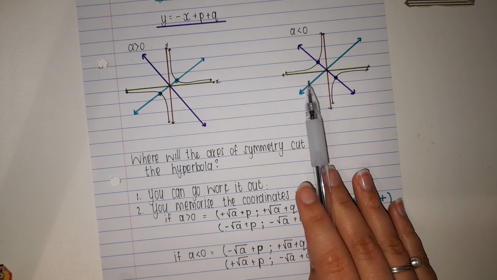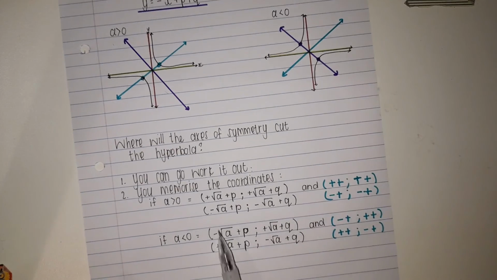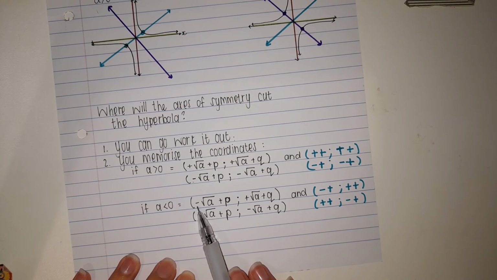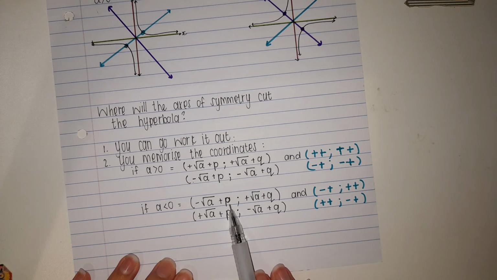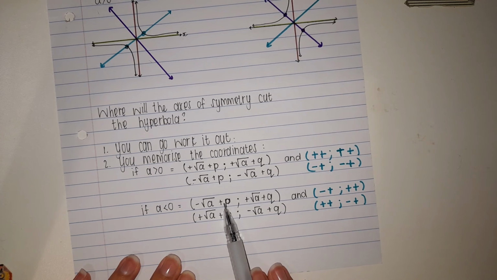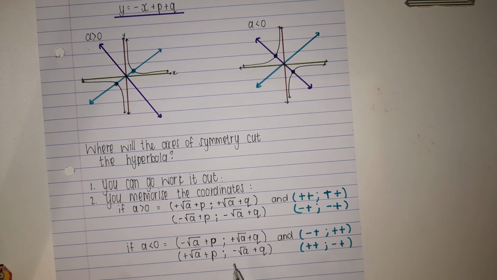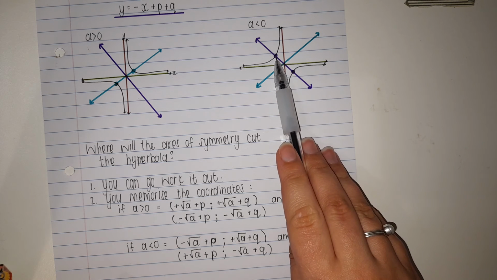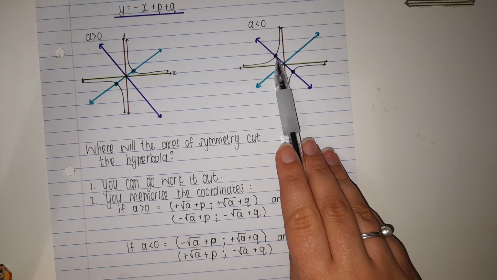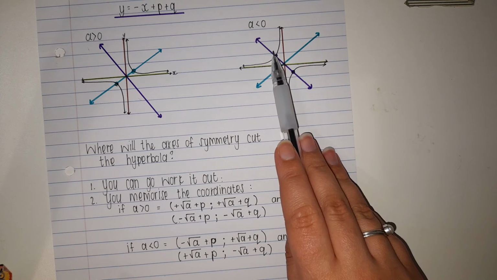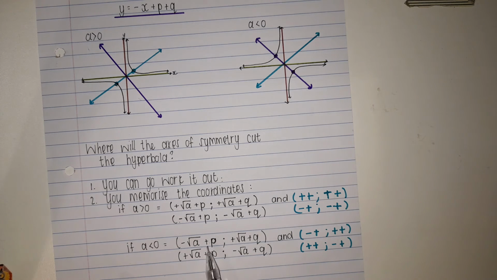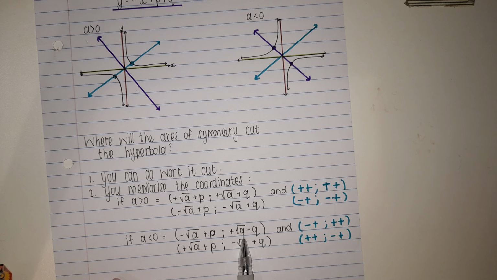Now if A is smaller than 0, for our first coordinate, we have negative the root A plus P. So negative times a positive would give me a negative x value, which makes it this one. Then we have positive root of A plus Q. This gives me a positive coordinate for y, which tracks with what we want to see. So here we would have a negative x and a positive y.